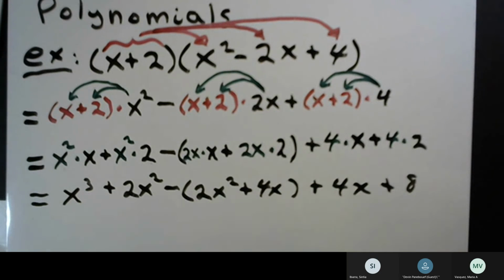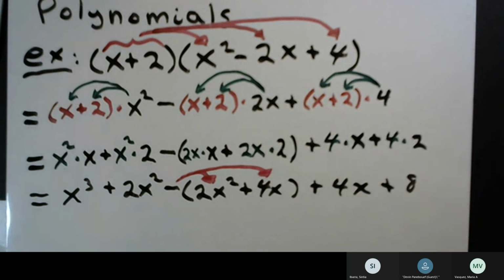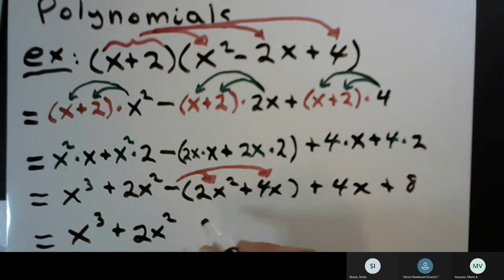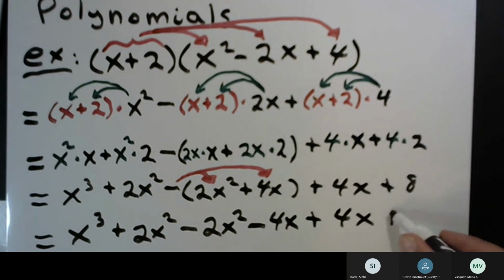So the last thing to do is distribute this minus sign. And again, when you distribute a minus sign, you treat it as if you're distributing a -1, or an opposite operator. So this will become a minus 2x squared. This is a minus 4x. And we get something like that.